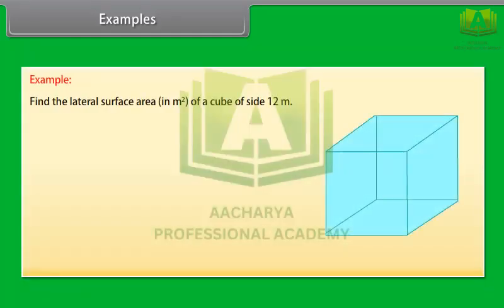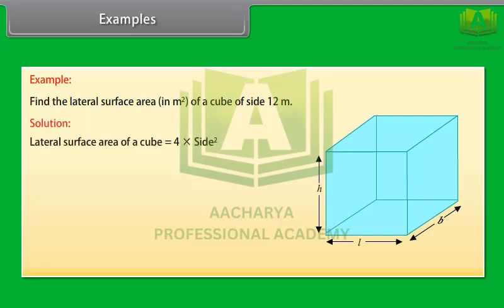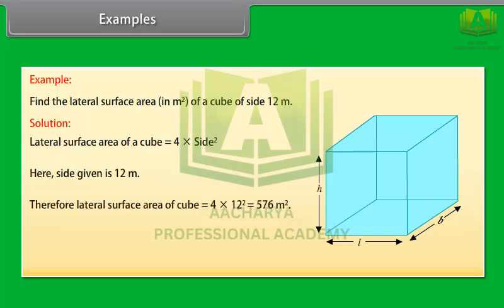Example. Find the lateral surface area in meters square of a cube of side 12 meter. Solution. We know that the lateral surface area of a cube is equal to 4 into side square. Here side given is 12 meter. Therefore, lateral surface area of the cube is equal to 4 into 12 square, which equals 576 meters square.